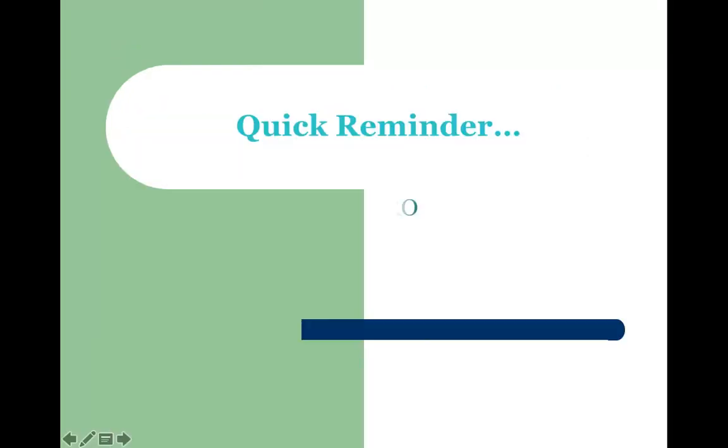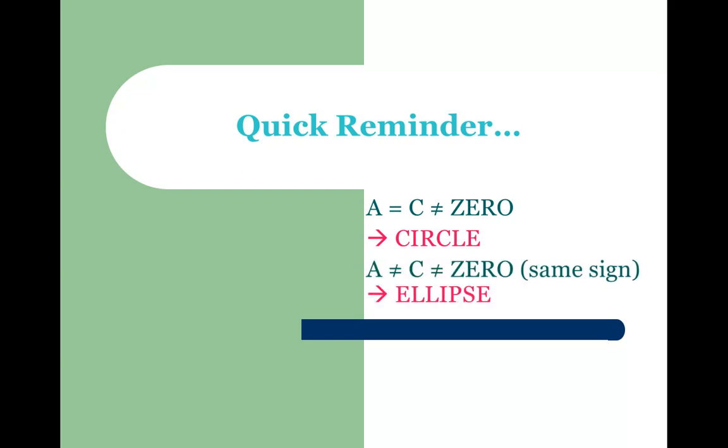So a quick reminder, and I said this with the warm-up, but if A equals C and neither one equals 0, that's a circle. If A does not equal C and they're not equal to 0, so the coefficients of x squared and y squared are not the same, but neither one is 0, and they're the same sign, right? They're either both positive or both negative, that's an ellipse. Now, if A or C equals 0, so if you only have one squared term, because one of them is going to be 0, we are going to have a parabola.